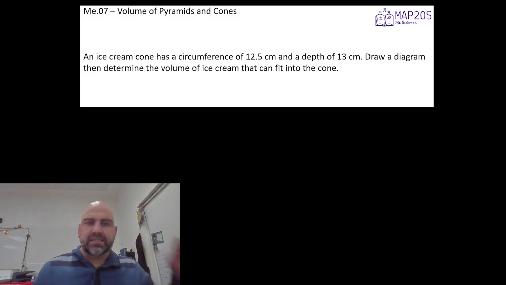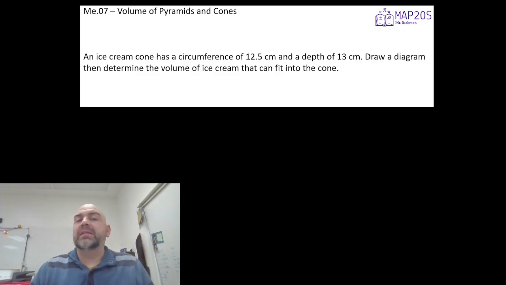All right, welcome to this example where we're going to take a look at a word problem involving a cone and finding the volume of that cone. So let's start off with the word problem and then we'll go through how we solve this question.